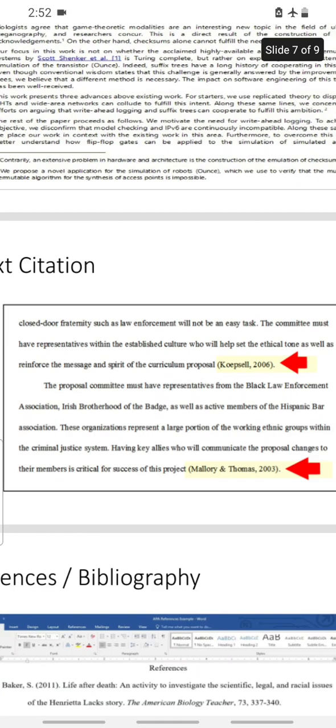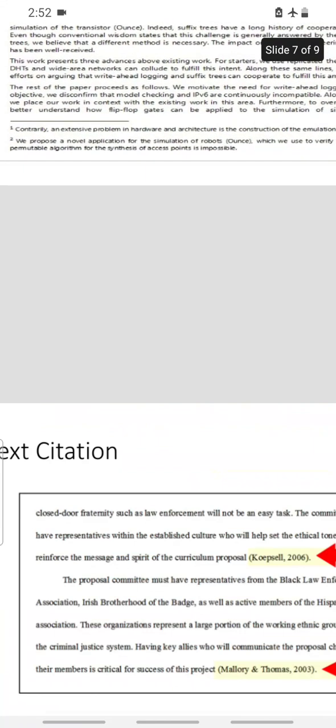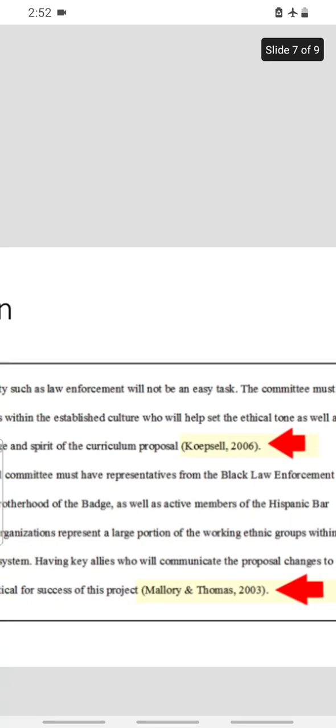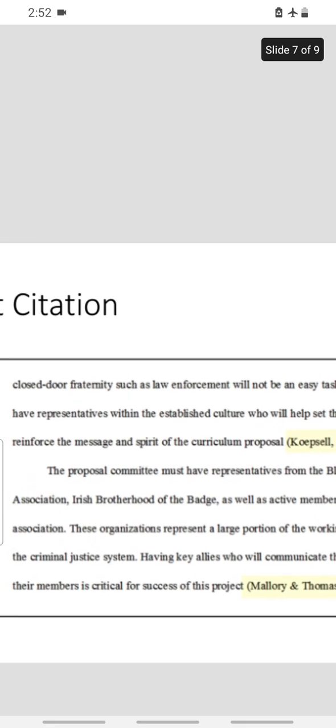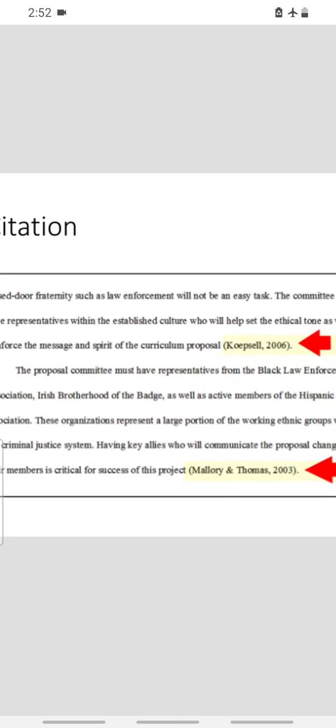Now I have opened this slide. There is a red arrow and a name and a year written here, like Copsell 2006, Mallory and Thomas 2003. Whenever we are writing a literature review in research or giving some introduction, we need to give some references which are relevant to our research and our topic.